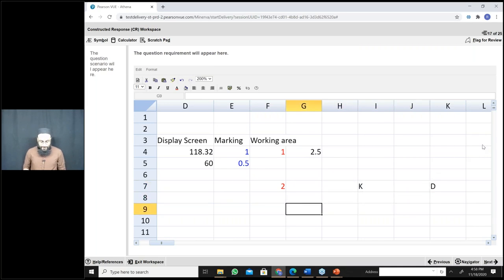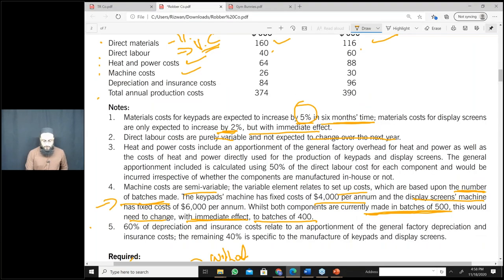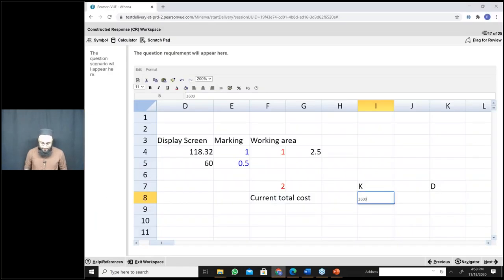Okay, let's look at the current cost. Current total cost. So what's the current total cost of display screen? It's 30,026. Okay, so 26 and 30. Now, what do you think, my friends? For the calculation of variable cost, should we deduct the fixed cost from this one? Yes. So less fixed cost.